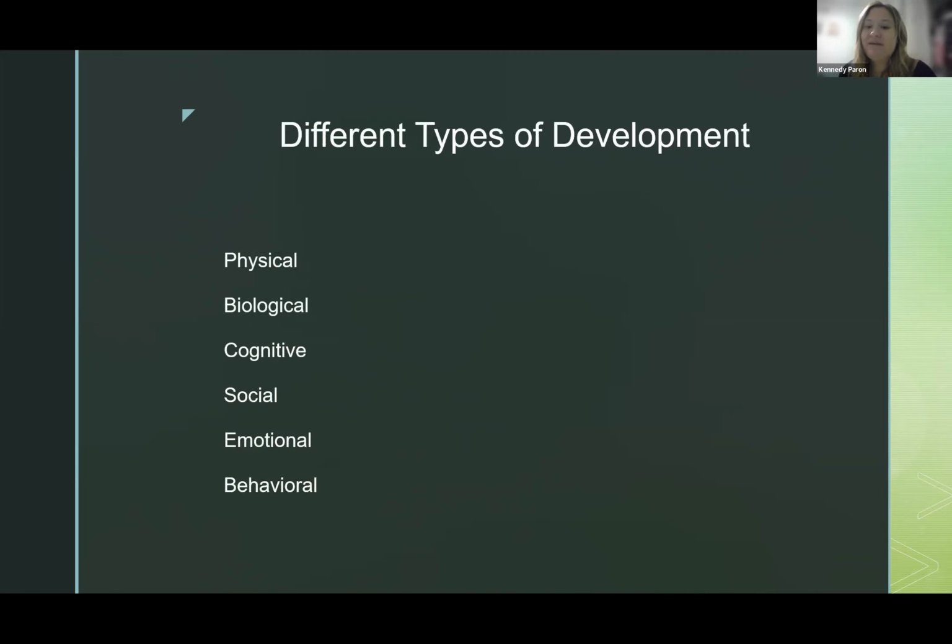So there are many different types of development. There's physical, biological, social, cognitive, emotional, and behavioral.